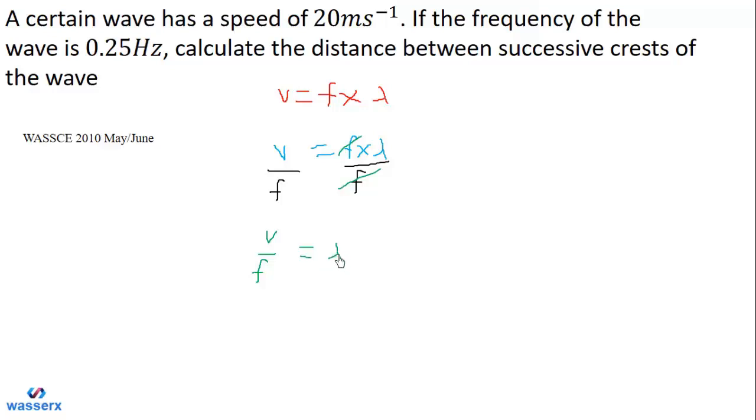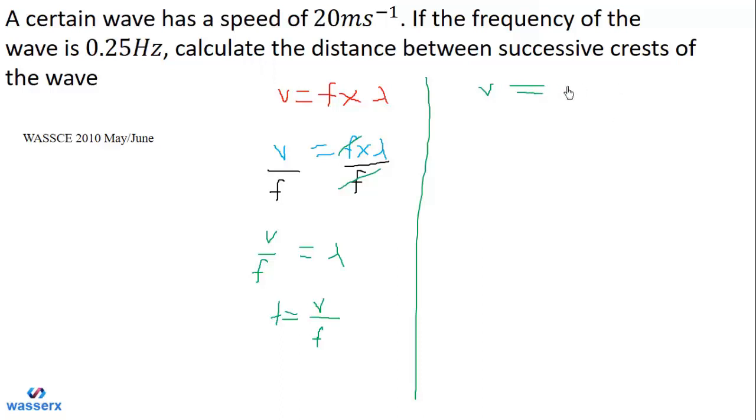So V over F is equal to lambda. Now we can also rewrite this as lambda equal V over F, and then we do our substitution. So lambda is equal to V over F. So the distance between successive crests of the wave can be found using this equation, lambda equal V over F.